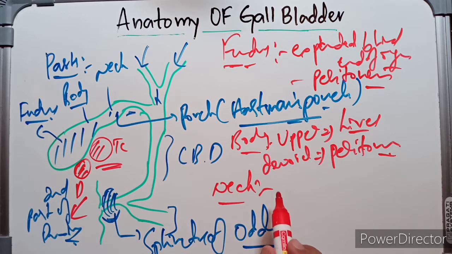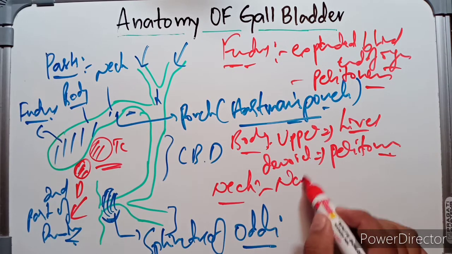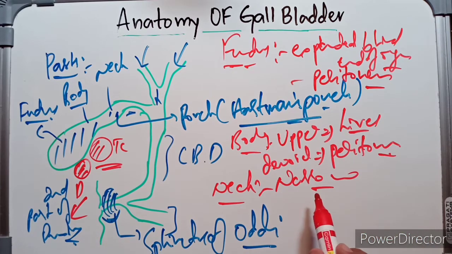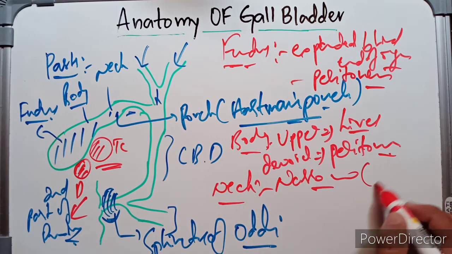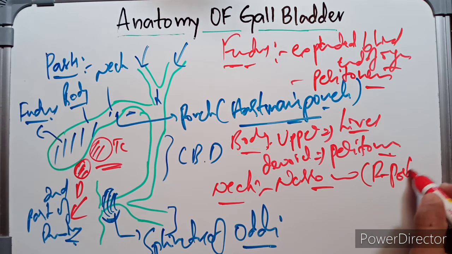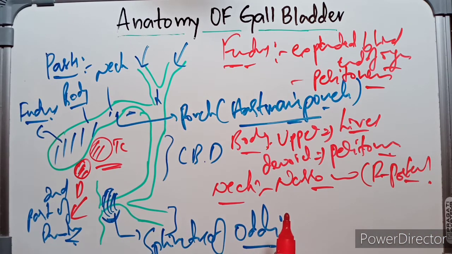Coming to the neck of the gallbladder. What do you have in the neck? The neck is a narrow end of the gallbladder lying at the right end of the porta hepatis. It is attached to the liver by loose areolar tissue in which the cystic artery is also embedded.